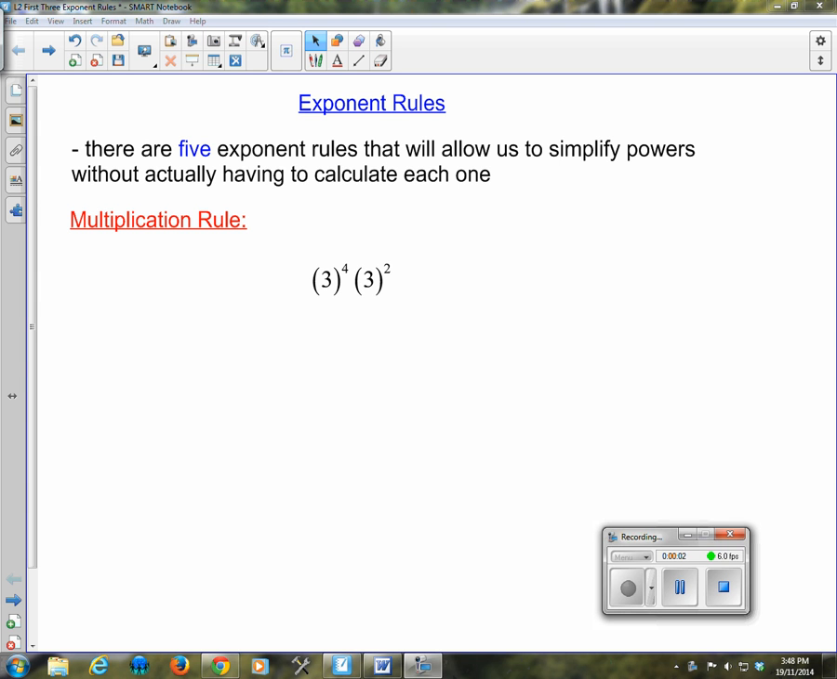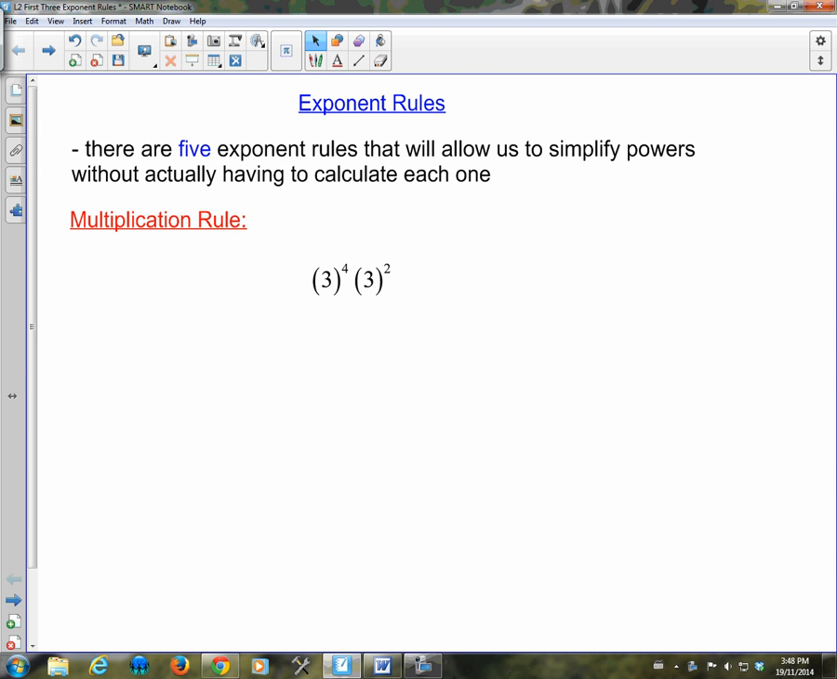Unit 4, Lesson 2. Now we're going to get into some exponent rules or exponent laws that are going to help us to simplify things and not have to worry about expanding, and let us work with some algebra and exponents. So there's 5 basic exponent rules that we're going to use to simplify powers without actually having to calculate anything. First one is the multiplication rule. So I'm going to show you where it comes from, and then I'll show you the shortcut.